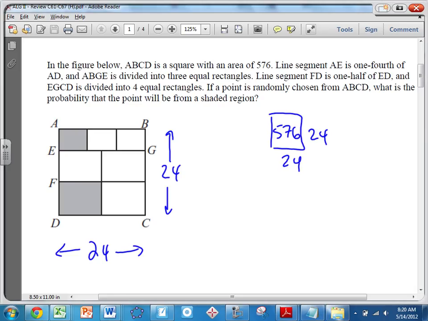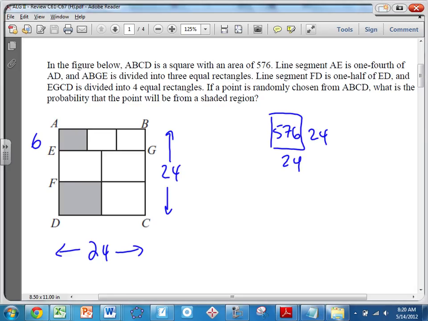Next, it then says line segment AE, right here, this little piece vertically, is 1/4 of AD. If AD, again, is 24, what would AE be? Be careful, 6. It's a fourth. You're going to have 6 right there. Again, AE is 1/4 of the full height. The full height is 24. 1/4 of 24 is our 6.